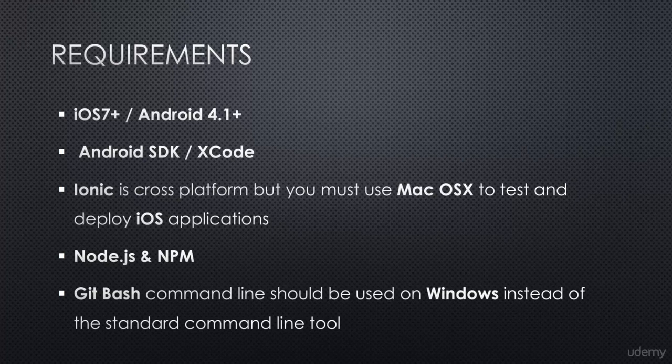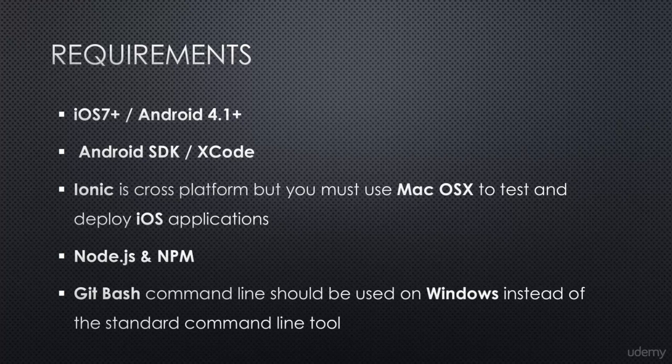So Ionic itself is cross-platform. You can develop on any machine, but to test and deploy iOS apps, you'll need to be on a Mac running OS X. You'll also need a developer key to publish iOS apps, and that will run you about, I think it's $100. Android is much easier in that aspect, so we'll be working mostly on Windows with Android.